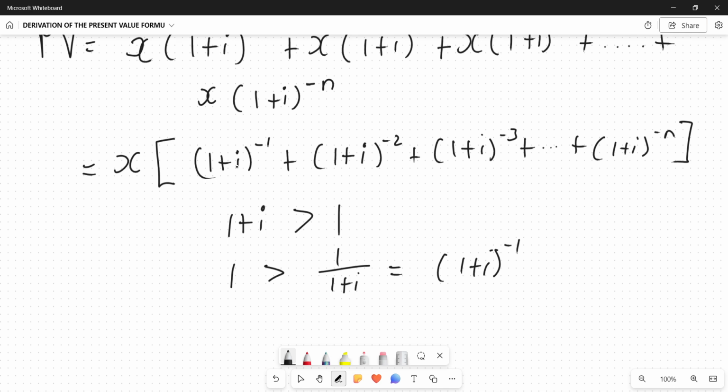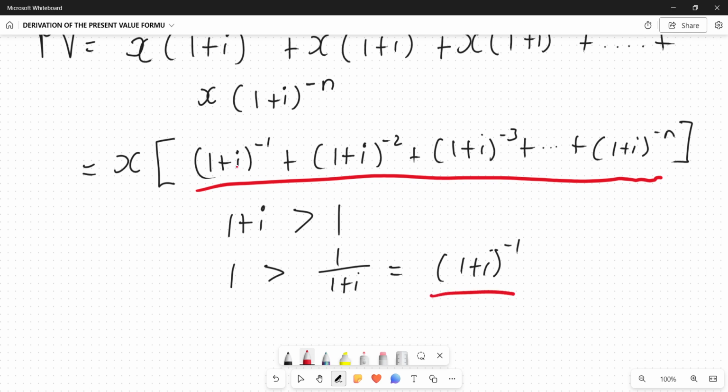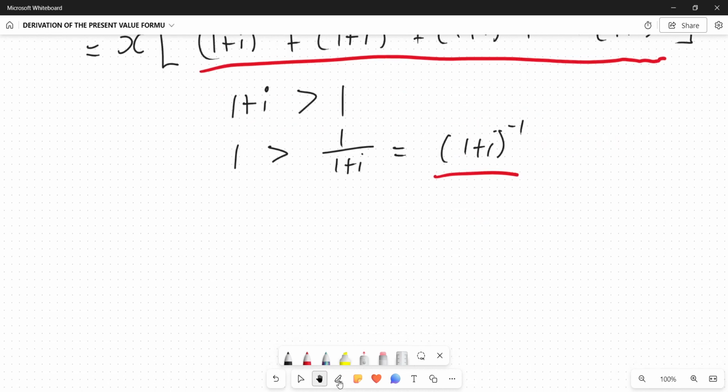So now it means this (1 plus i) to the power of negative 1 is less than what? Is less than 1. So now, this is our series, right? So now it means we will have a geometric series with a common ratio of (1 plus i) to the power of negative 1. So we have a geometric series whereby our r equals (1 plus i) to the power of negative 1.